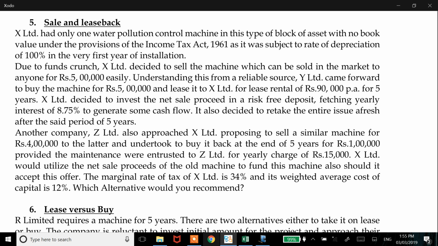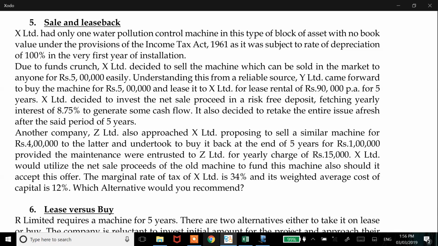At times what happens is I may have an asset in my place. So I have a car, but I am in a funds crunch situation. So what I would like to do is sell the car and take it back on lease. When I do that, initially I get some inflow, so that helps me in meeting my expenses, but when I take it back on lease, I have to pay some rentals every year. So in this case, I have a water pollution control machine. Due to funds crunch, I want to sell this for 5 lakhs. I pay rental of 90,000 and I get some interest because I create a deposit.